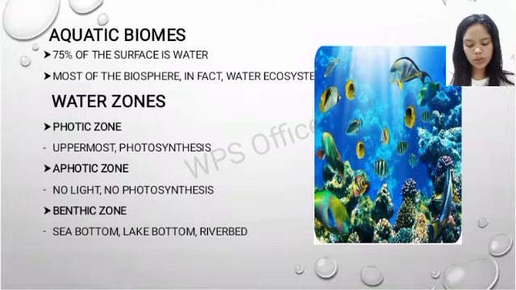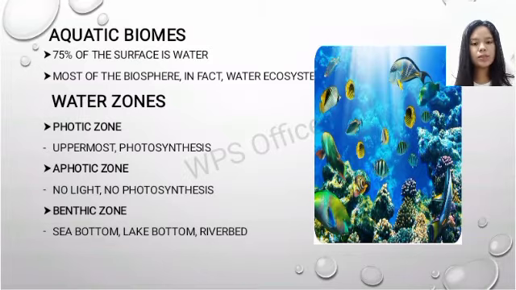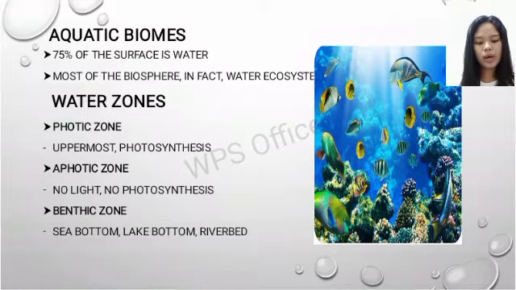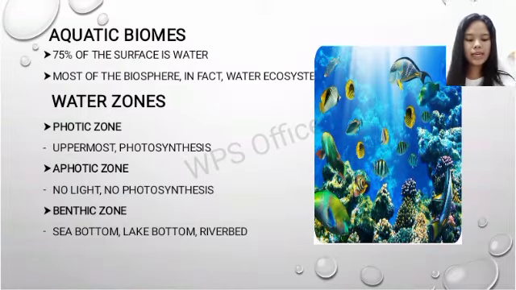Next is the aquatic zone. The aquatic zone is the top layer nearest the surface of the ocean, also called the sunlight layer. In this zone, enough light penetrates the water to allow photosynthesis. Next is the aphotic zone, or the zone without light. It is the portion of the lake or ocean where there is little or no sunlight. It is formally defined as depths beyond which less than 1% of sunlight penetrates.